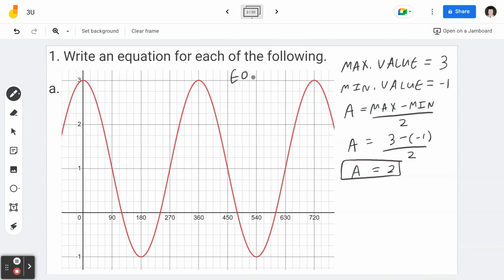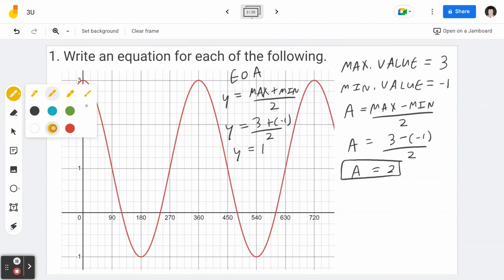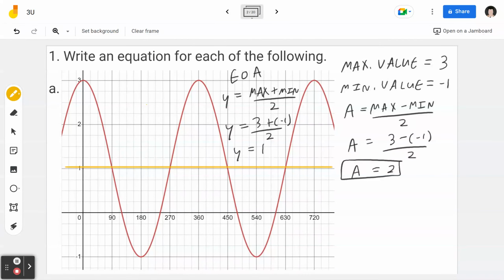Now, likewise, if I want to find the equation of axis, there's a formula, and it's the maximum plus the minimum divided by 2. So again, in this case, what we're thinking is 3 plus -1 divided by 2. And of course, 2 divided by 2 is 1. Now, how do we know we're doing this right? So before we keep going, you can go back and look at the y equal to 1 equation of axis. If I draw a horizontal line, you can see how the graph is divided into the top half and the bottom half. So that's a sign that you're doing it right.